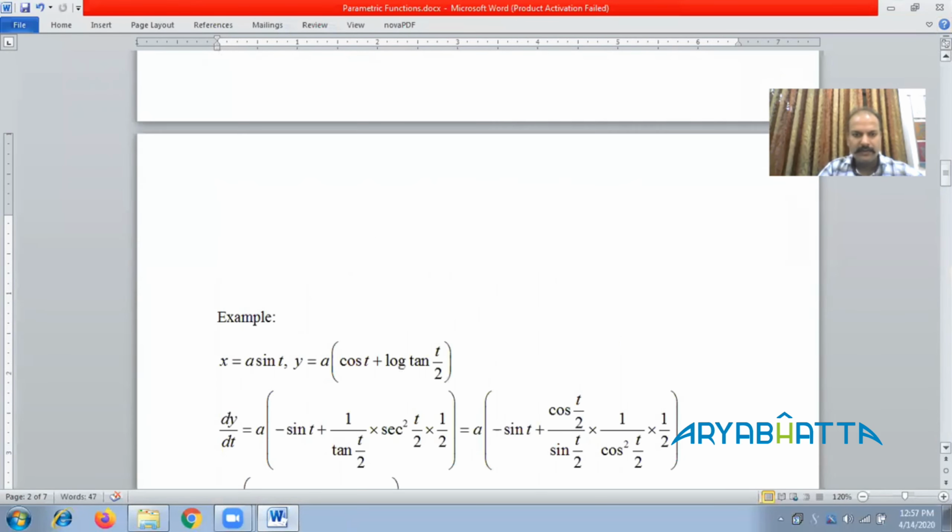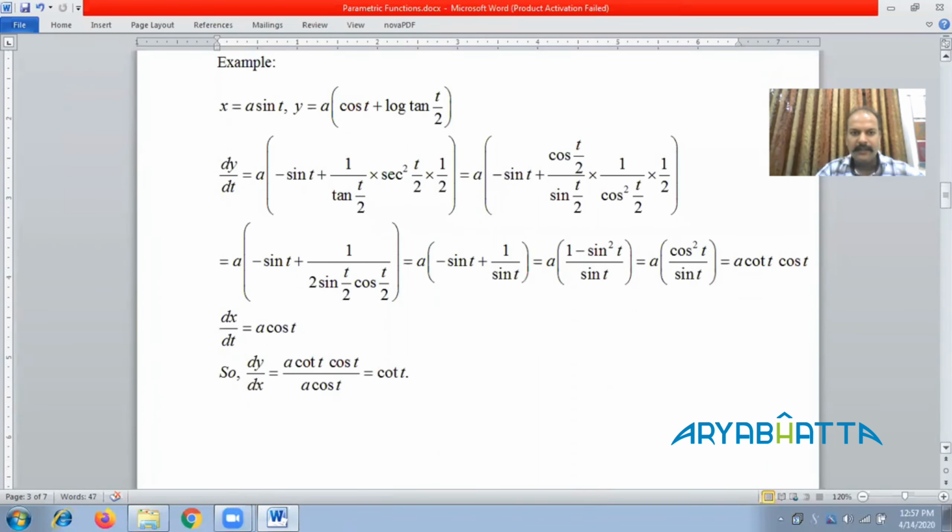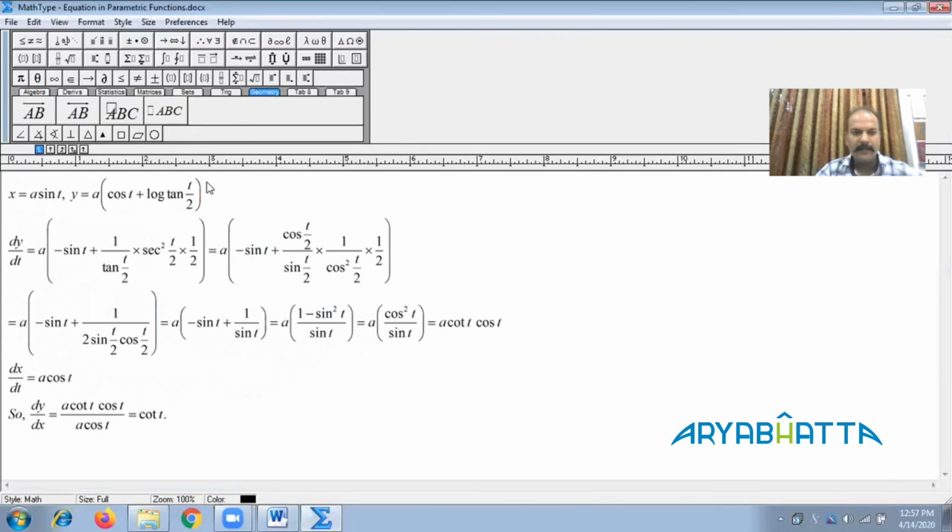Let's go for a few more examples. Now this is x equal to a sin t, y equal to a cos t plus log tan t by 2. For dy upon dt, first, a as it is, the derivative of cos is minus sin, and the derivative of log is 1 upon tan t by 2. The derivative of tan is secant square, and the derivative of t by 2 is 1 by 2.